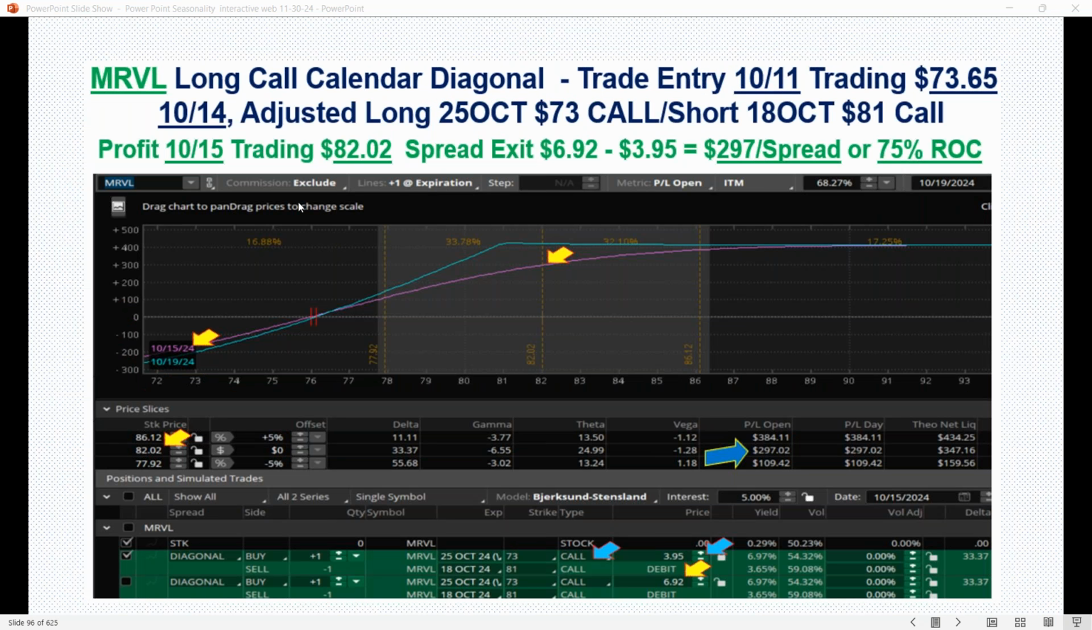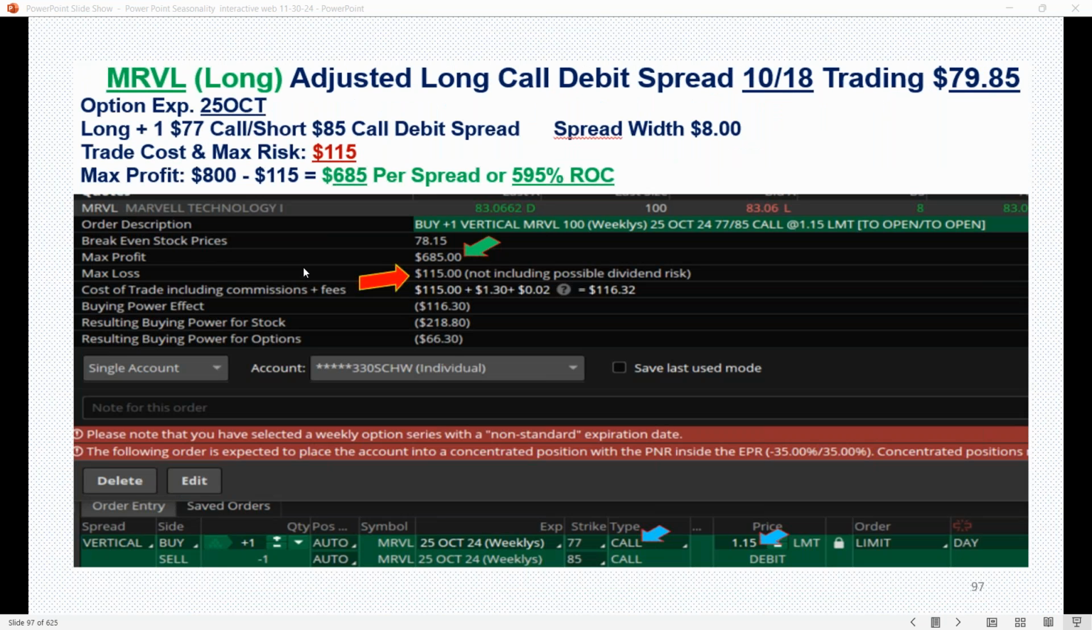To show you on the 15th, it was right here, trading at 82.02. We had this calendar diagonal on, our entry was 395 and out at 692. So we had a profit per spread of 297, a 75% return. But then we adjusted it into a call condor and then to a call debit spread.